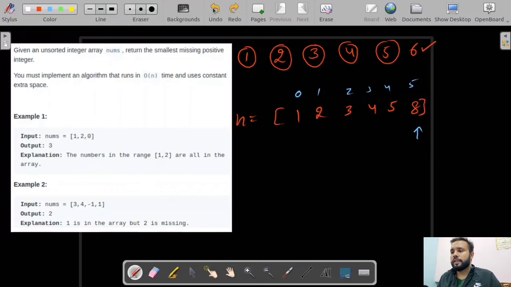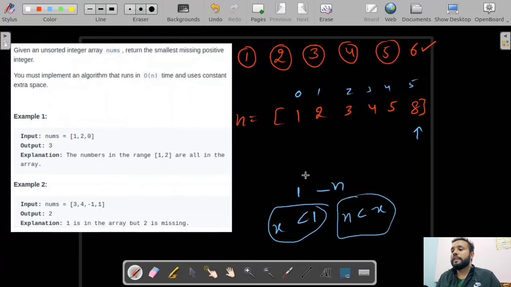Number 8, okay, but let me rewrite it. We need numbers from 1 to n. So any number x which is less than 1, or any number x which is greater than n, if we encounter any of these numbers, we leave them as it is. We do not swap them, we do nothing, we just move forward.